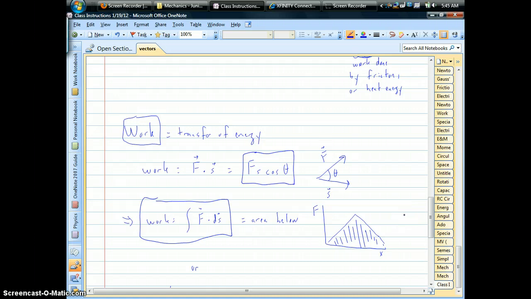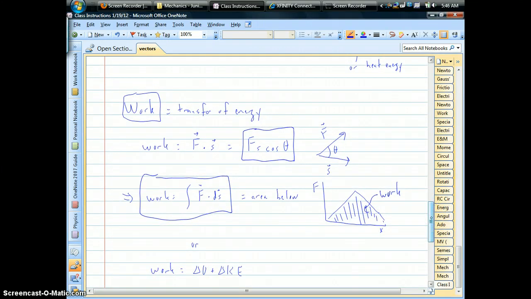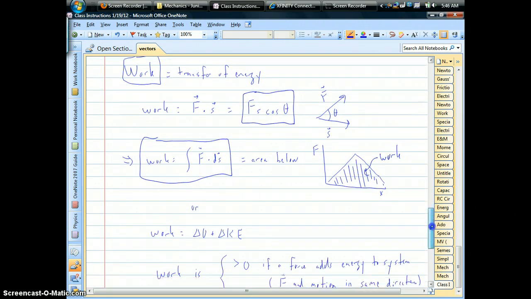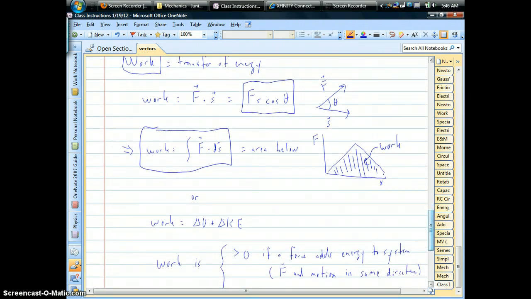Now, because it's an integral, we've had these graphs before: a force-position graph where the area below the graph is the work. Okay, so graphically, that's what integrals do. Or we also have a second way of thinking about work, and that's when your energies are changing. That's the transfer of energy that we talk about.